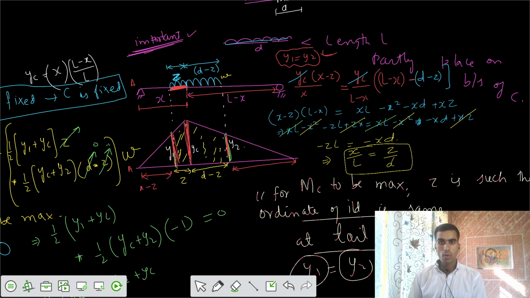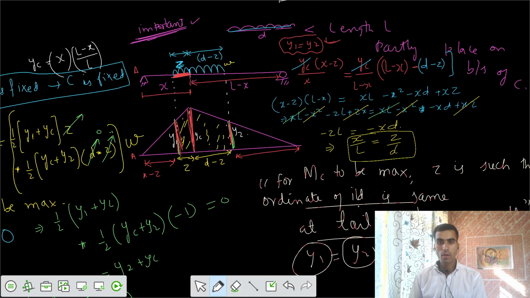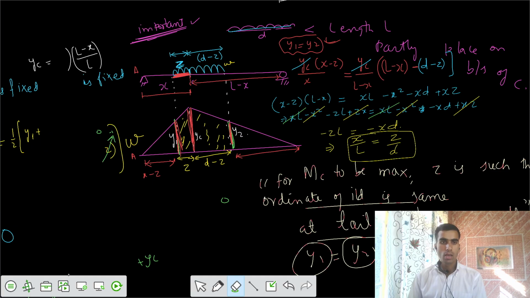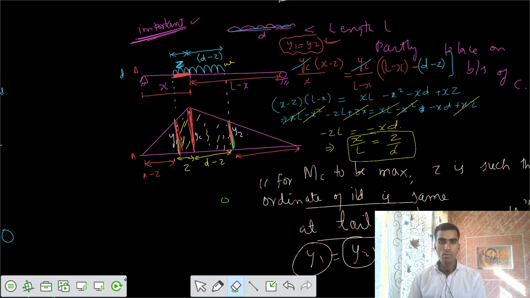What is the value of X? Can you tell me the value of X? What do you mean by these values? Let's write here from the side. The value of X is equal to the location of the section from A. X is the location, that is AC. X equals AC. That's why the section is from A. And L is the total length of AB, that is the total span length.